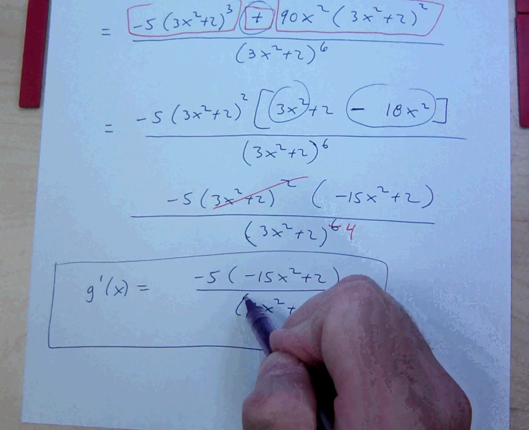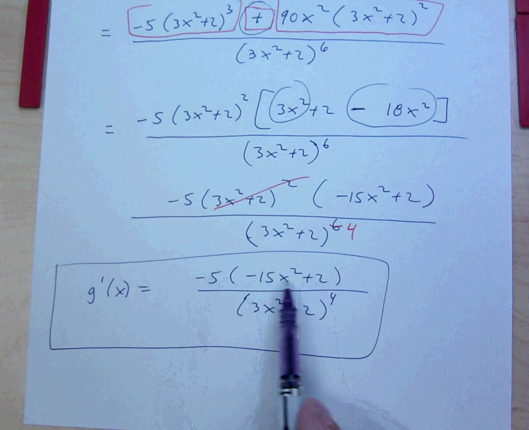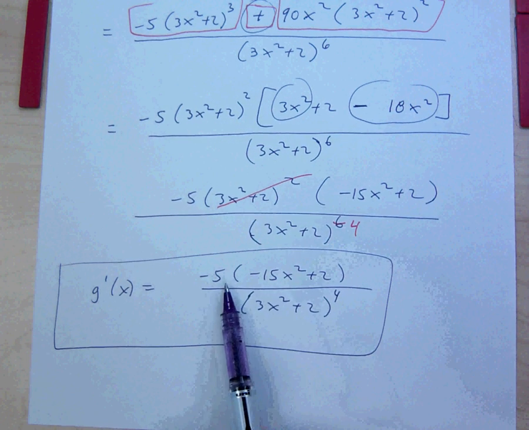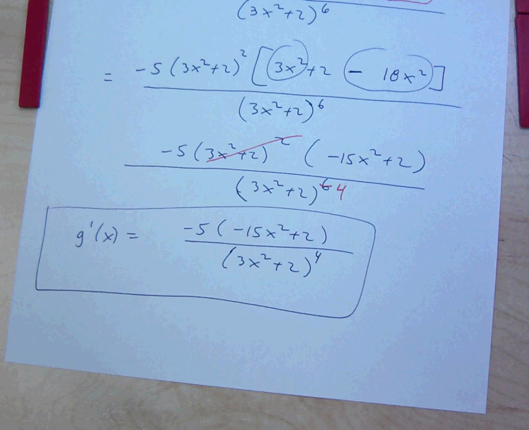Okay, any questions? Okay, so there we have to use a chain rule along with the quotient rule. You could distribute the 5, but this is considered simplified because it's factored. Pull out the 5. If I put the 5 back in, then it wouldn't be factored. So try and factor your answer. Okay?